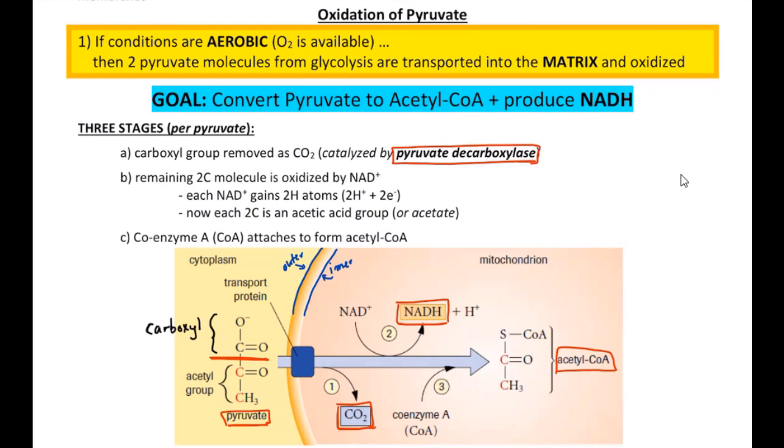So this doesn't happen in the intermembrane space. You have to go through the outer membrane and the inner membrane to get to the inside of the inside before you can do anything with the pyruvate. Okay, keep that in mind. So pyruvate is oxidized in the matrix.